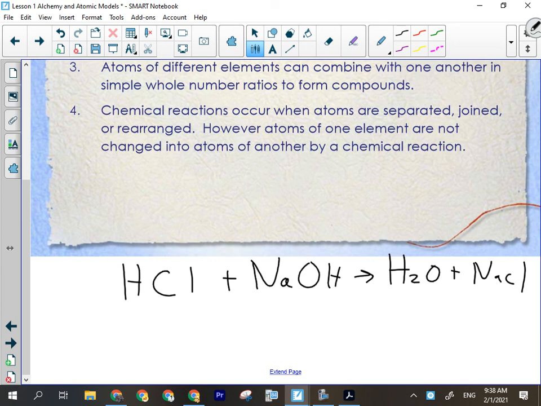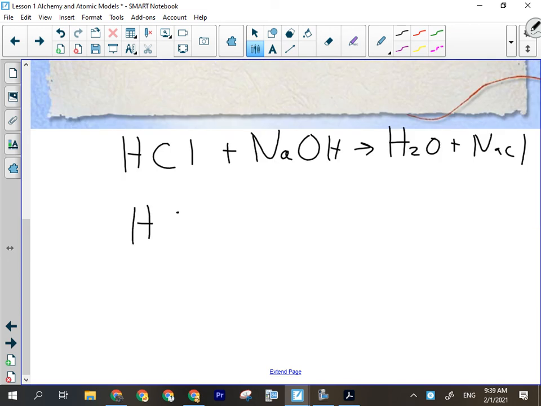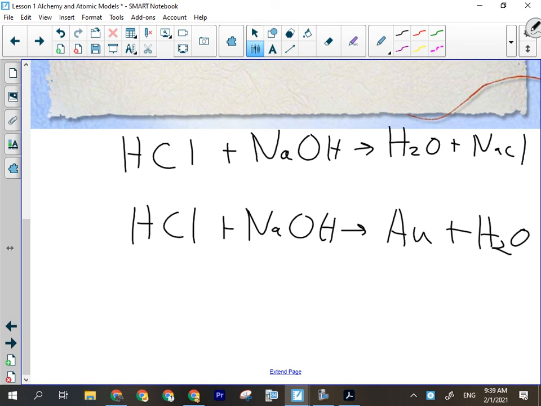On the reactants, I had hydrogen, chlorine, sodium, oxygen, and hydrogen. And over here, same things: hydrogen, oxygen, sodium, and chlorine. I didn't make any new elements, okay? You can never have a chemical reaction that goes like this: I mix hydrogen chloride with sodium hydroxide, and I get gold and water. Where'd the gold come from? It wasn't there to start with, therefore it can't be there at the end.